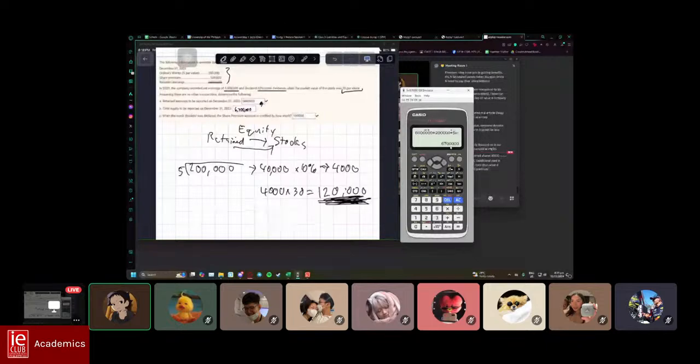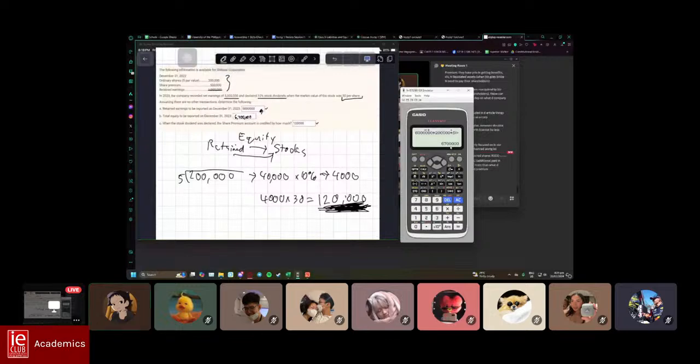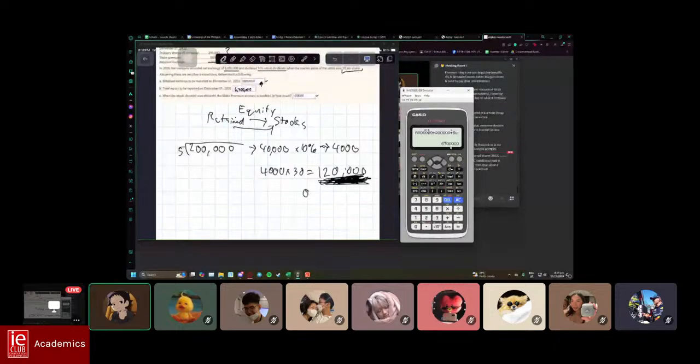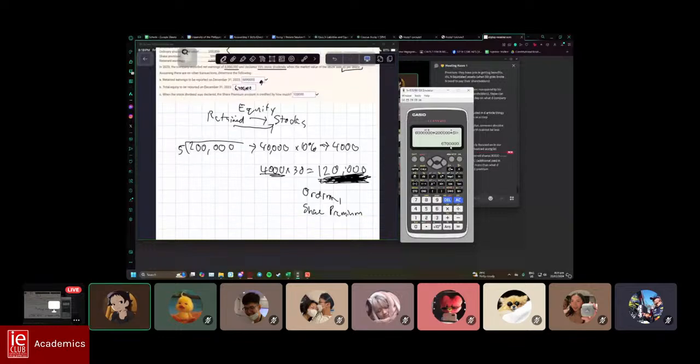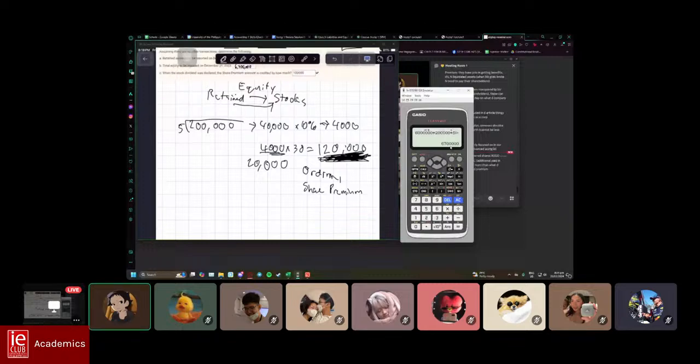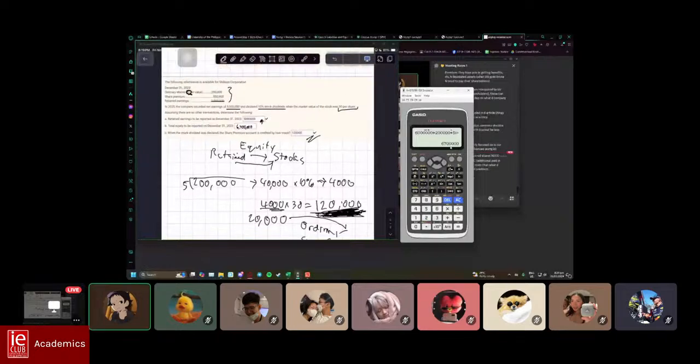Okay, so we gave out a total worth of 120,000 in stocks. But we have to decide where these are going to go since we have two accounts for shares, ordinary and share premium. So just based on this 4,000, we get the par value of 5. 5 times 4,000 is 20,000. So since 20,000 of this 120,000 is ordinary shares, the other portion of it, 100K, is share premium. Sorry, guys. Had a brain fart.